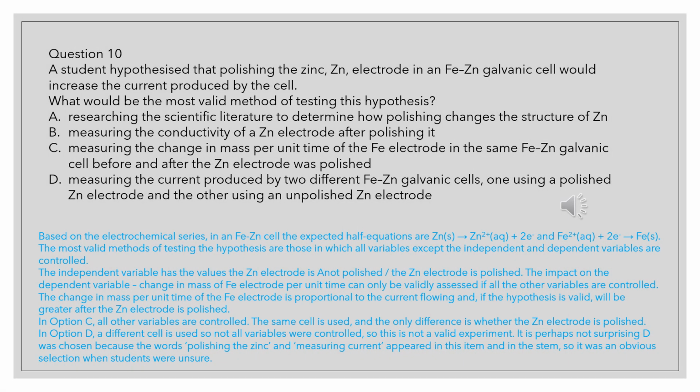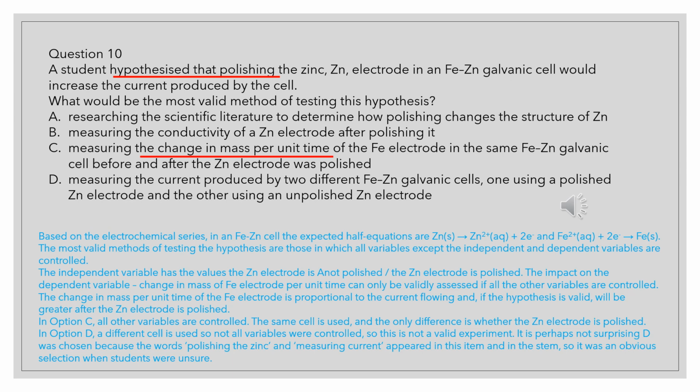The most valid methods of testing the hypothesis are those in which all variables except the independent variable are controlled. Find the method to test the hypothesis that polishing zinc would increase the current of phase Z in galvanic cells. So, the currents of polished and unpolished zinc electrodes should be compared. The rate of mass consumed is proportional to the current flowing, and if the hypothesis is valid, it could be greater after the Zn electrode is polished.